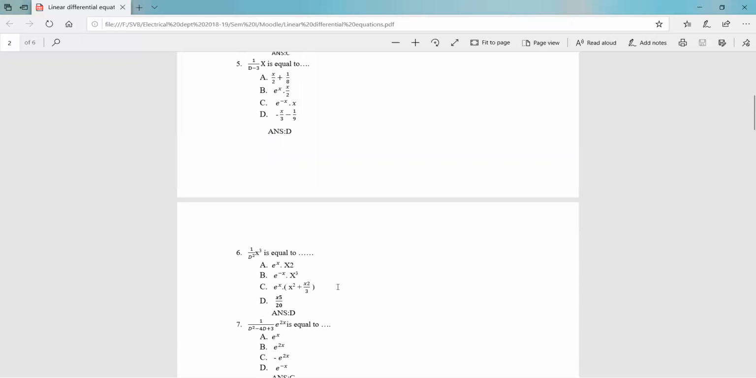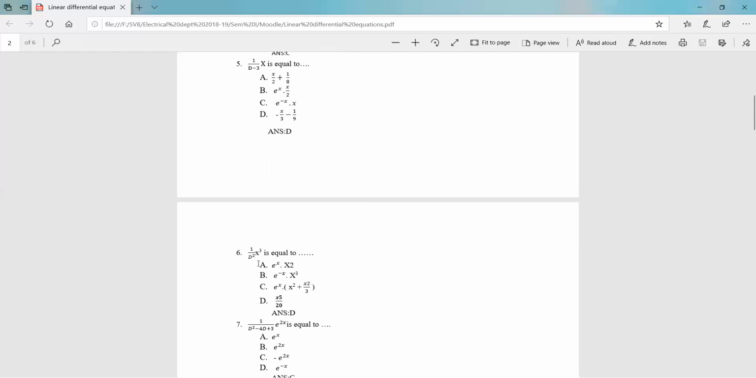These are the simple integrations. D is nothing but one time derivative, d square is nothing but two time derivative, d cube is nothing but three time derivative. Similarly, 1 upon d is nothing but one time integration, 1 upon d square is two time integration, 1 upon d cube is three time integration. Here it is 1 upon d square, so two time integration.